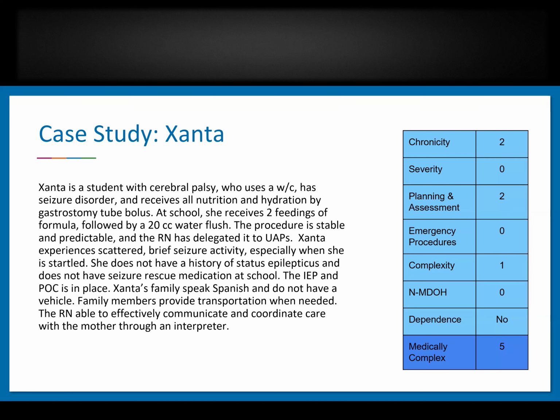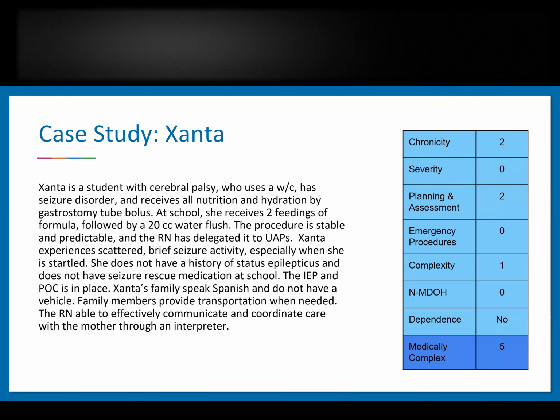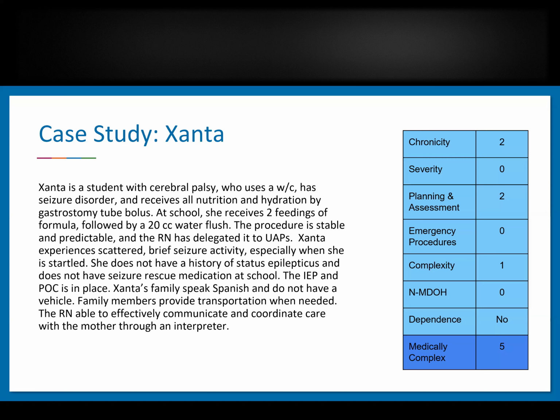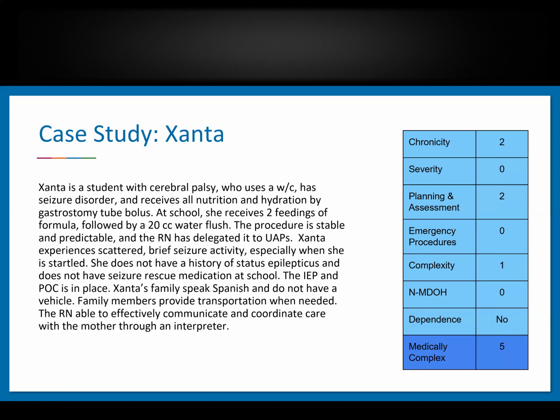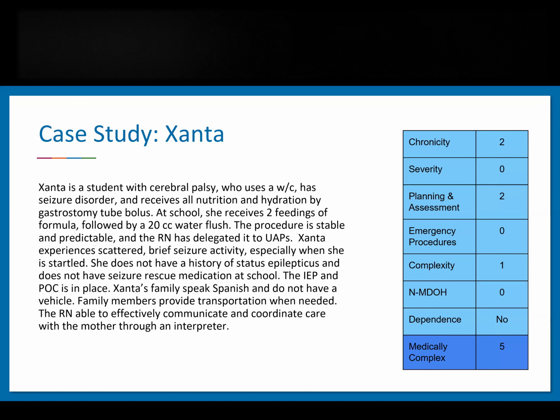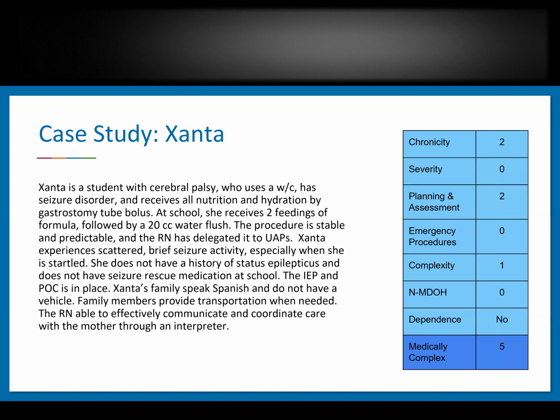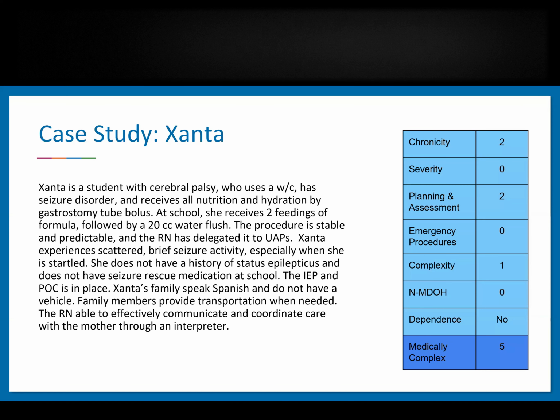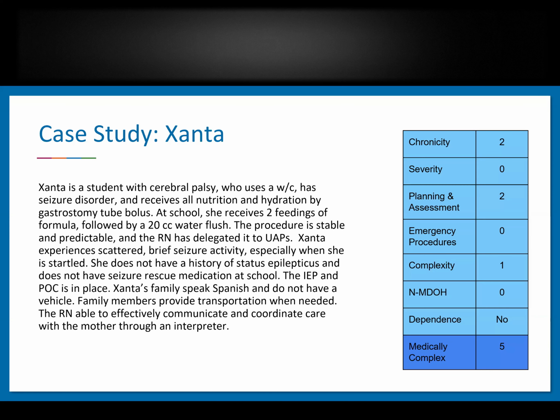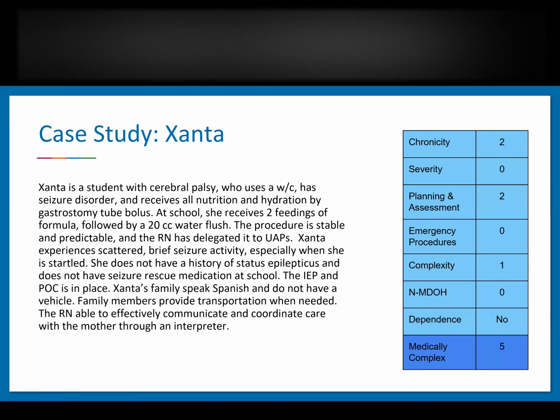The score for severity is a 0 because the student is not at risk for a life-threatening event. Planning and assessment score is a 2. There is a plan of care in place, and the nurse is providing intermittent nursing assessment and management throughout the school year. The emergency procedure score is a 0. The complexity score is a 1 because the student's tube feeding is routine, stable, and predictable. The non-medical driver of health score is a 0. The student is not nursing dependent. With a total of 5 points, the student is medically complex.